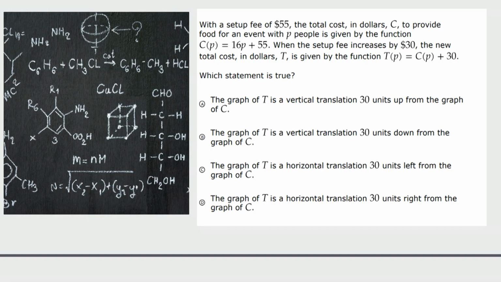With a set fee of $55, the total cost in dollars C to provide food for an event with P people is given by the function C of P equals 16P plus 55. When the setup fee increases by $30, the new total cost in dollars T is given by the function T of P equals C of P plus 30. Which statement is true?